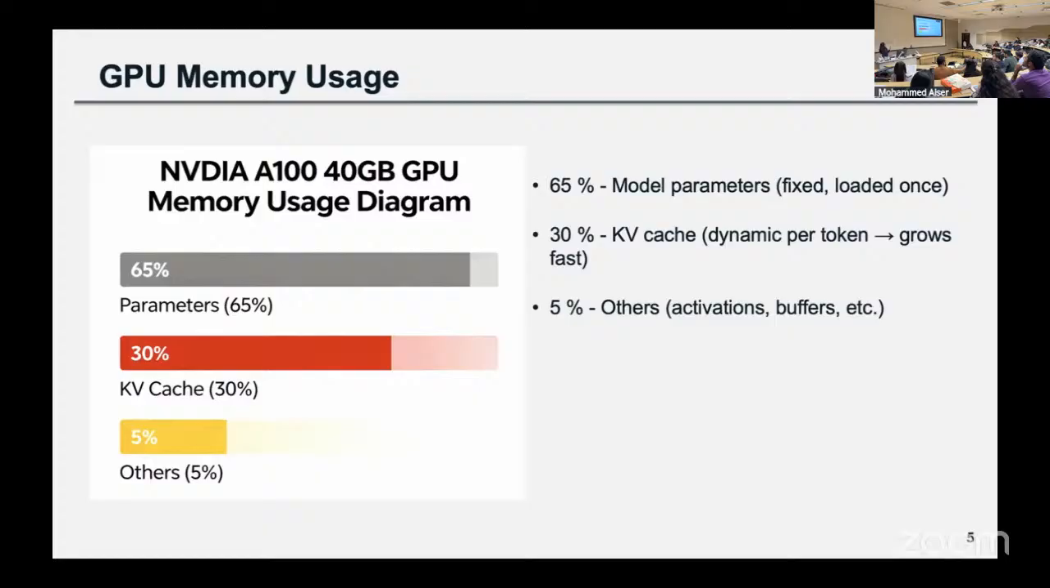Next, what we have is KV cache, and this is dynamic. It can grow and it can shrink. It depends on the tokens we get and the inputs we get. And others include activations or temporary computations. So as we can't do much about parameters because they're fixed, and others like activations are a very small part of the memory, what we have to focus on to manage memory efficiently is KV cache, and that is what this paper does.